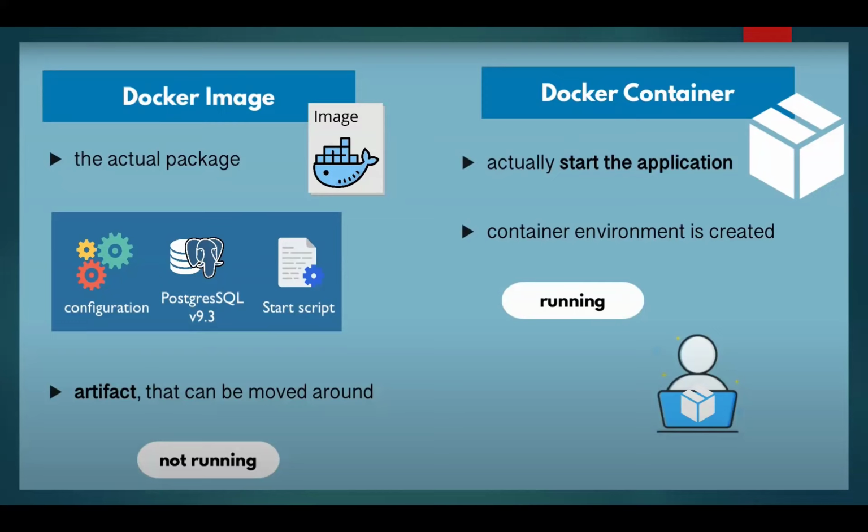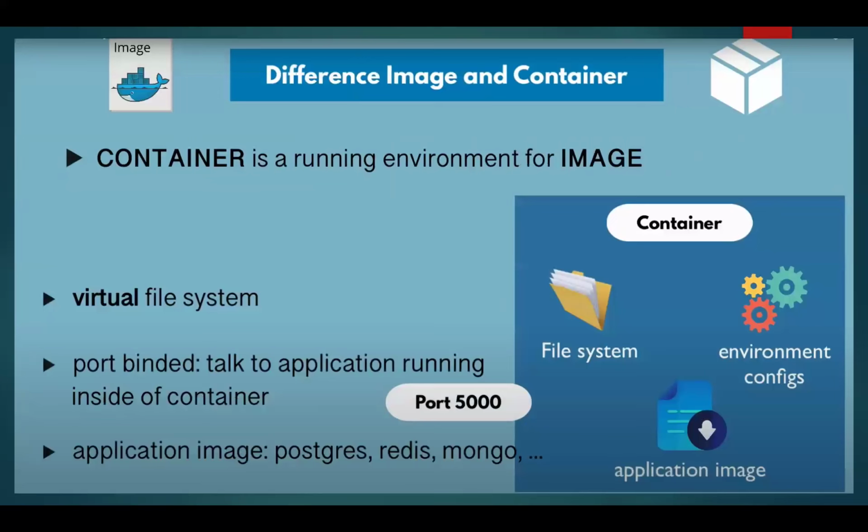In a practical example, you can think of a pizza box. A pizza box is an image. But you have to eat that pizza, right? So you need to unpack that pizza box. When you unpack it and take out your pizza, it's your container. And when you start eating it, it's in running format. That's how you can relate it. So, small differences: a container is a running environment for images.